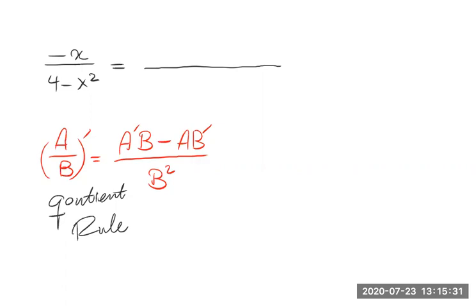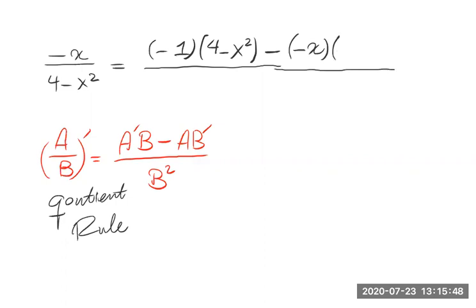So here, derivative of numerator, derivative of minus x is minus 1. We should multiply it by denominator, which would be 4 minus x squared, minus numerator, which is minus x, times derivative of denominator, 4 minus x squared, which would be minus 2x. Derivative of 4 is 0, and derivative of minus x squared is minus 2x. We should divide it by 4 minus x squared squared.